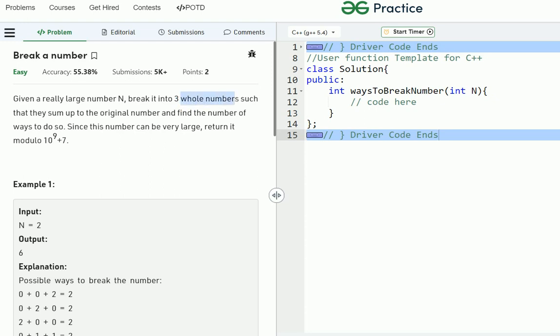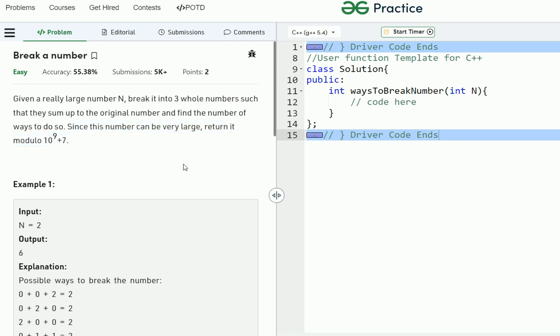Whole numbers are just the natural numbers starting with 0, such that they sum up to the original number, so that the total sum of all three numbers is equal to n. And find the number of ways to do it. We need to print the total number of ways we can break this n into three whole numbers, and since the answer may be large, return it modulo.